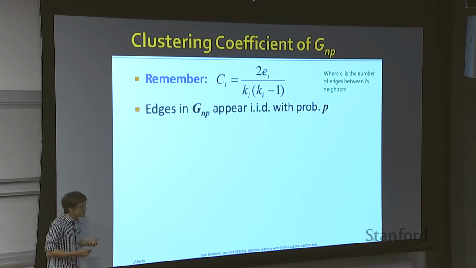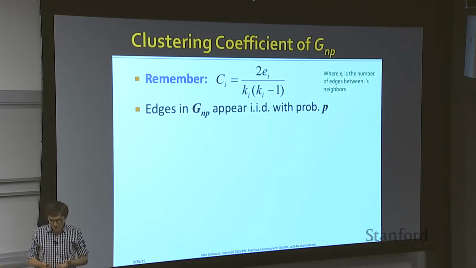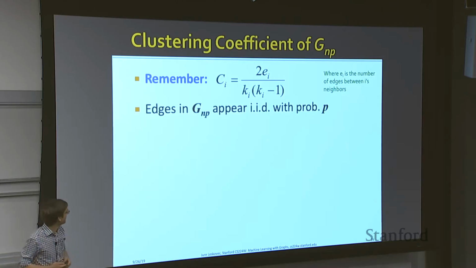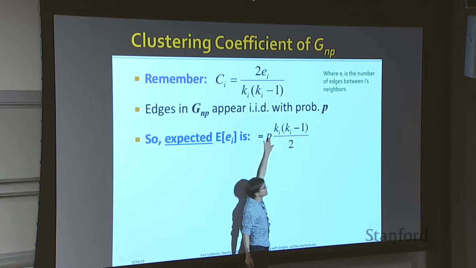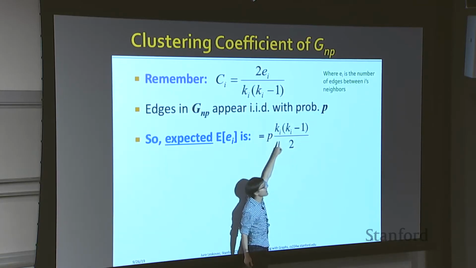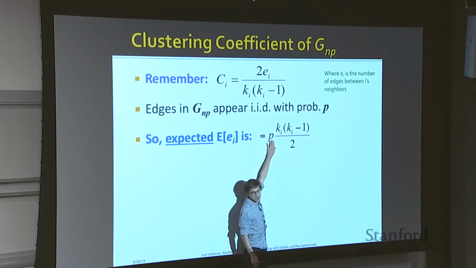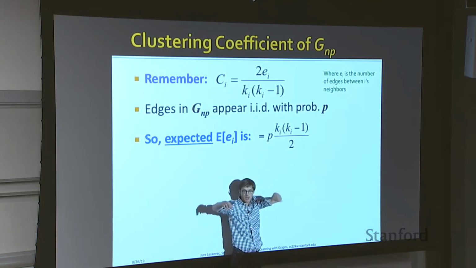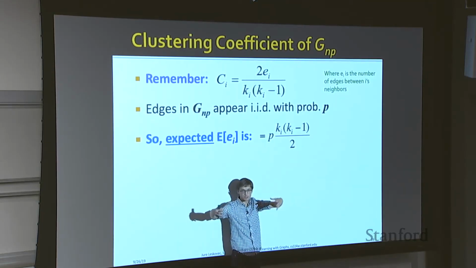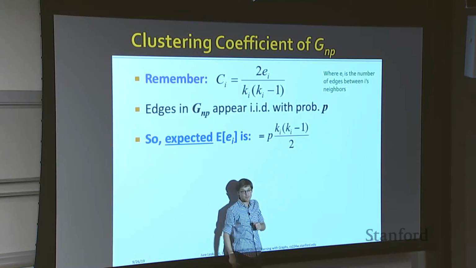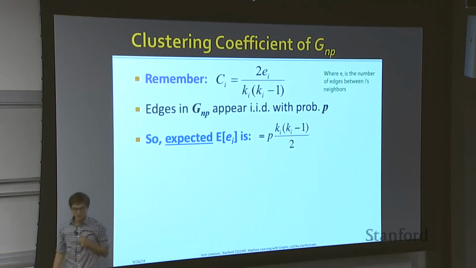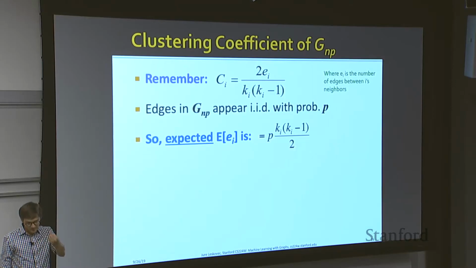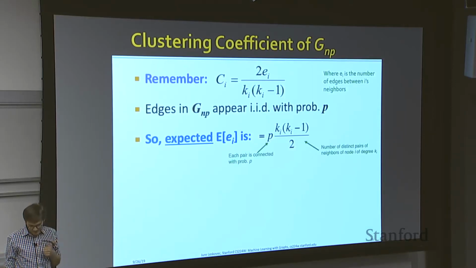So how do I do this? I just ask, what is the expected number of edges between k people? The possible number of edges is k choose 2, which is k times k minus 1 divided by 2, where k is the degree of the center node. So there are k choose 2 ways to select pairs. This is the total number of edges possible between k friends, and each of them happens with probability p. So the expected number of edges between them is p times k choose 2, where k is the degree of the node. Great, that's what we say.